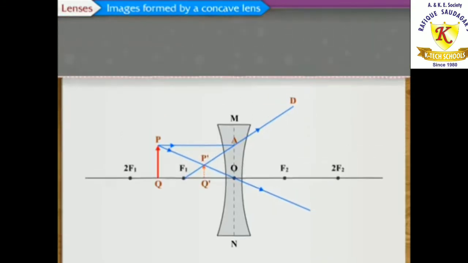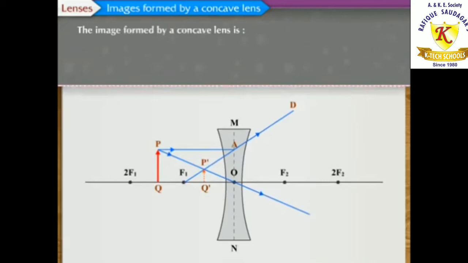The image formed by the concave lens is always virtual, erect, and smaller than the object. Are you understanding, children? Okay.